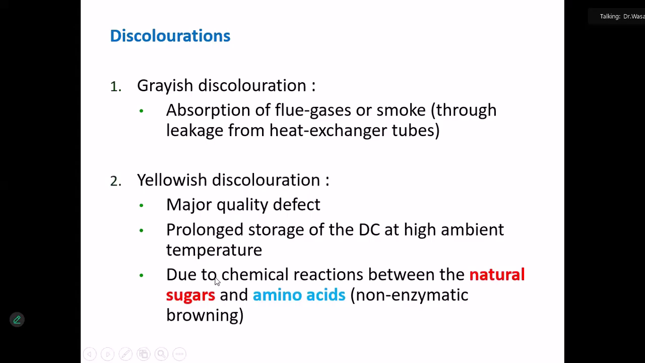Second one, yellowish discoloration. In the exam I will ask what is the major discoloration of DC: yellow color. What is the reason? You are keeping it much time in storage under very high temperature. Then what happened? Sugar and amino acids, they are doing reactions.